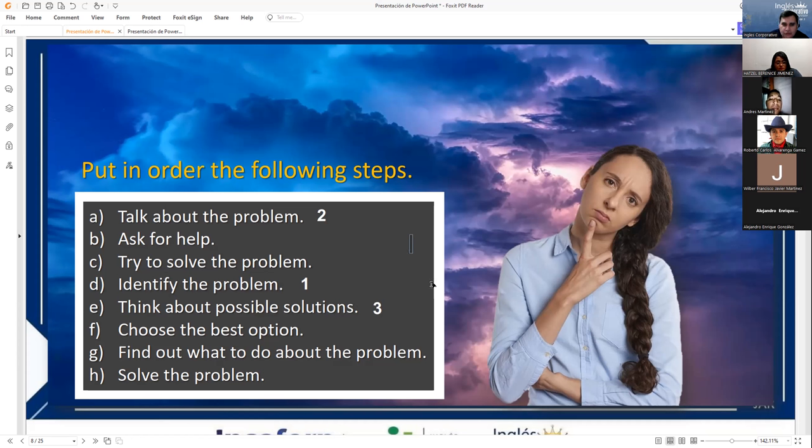Now, yes, we can choose the best option, because we already have the options. And if we have this, what else can we do? What would be the next one? Try to solve the problem. Okay, but before you try to solve the problem, what do you do? Ask for help? Find out what to do. Yes, find out what to do.